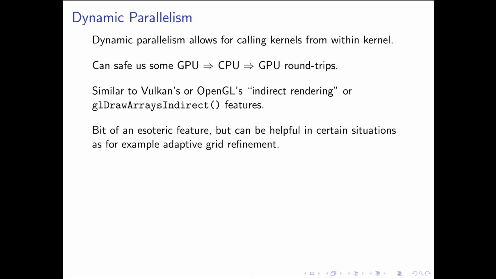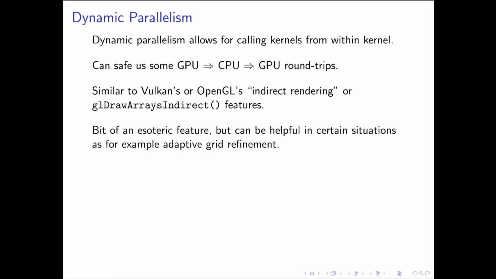So another quite advanced topic is dynamic parallelism. Dynamic parallelism basically means that we call a CUDA kernel from a CUDA kernel. You can use that for very basic recursion, but you can also call another CUDA kernel from within the kernel. The feature that this is very similar to, or that is actually derived from, is the indirect rendering or draw indirect features from the graphics APIs.